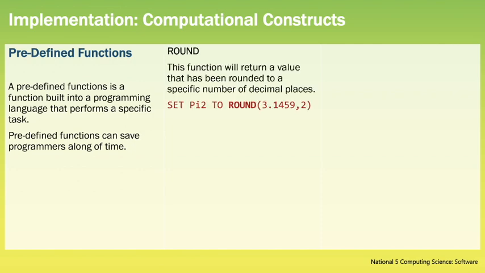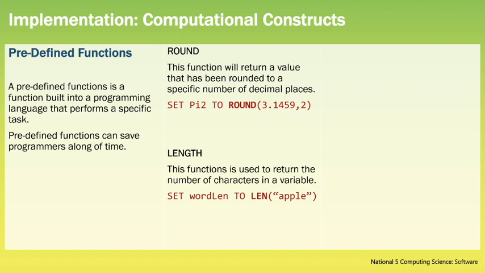works. The round function will take the value of a variable and round it to a set number of decimal places. In this example, the value 3.1459 will be rounded to 2 decimal places. The length function will return the number of characters in a variable. For this example, wordlen will store the value 5 as there are 5 characters within the word apple.